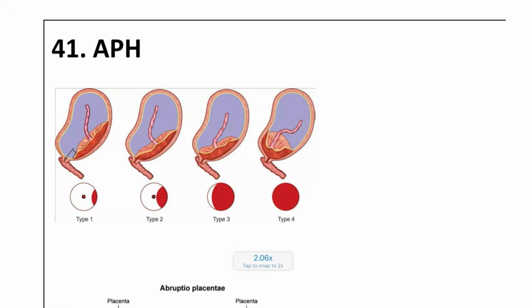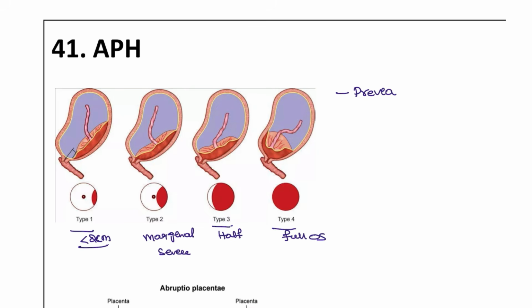Next, moving on to the abnormalities such as APH patients. This is the antepartum hemorrhage. First one is the previa. Previa has grades. Grade 1 is marginal, less than 2 centimeters. Then there is the severe type, then half closed, and fully closed os. These are the four categories.